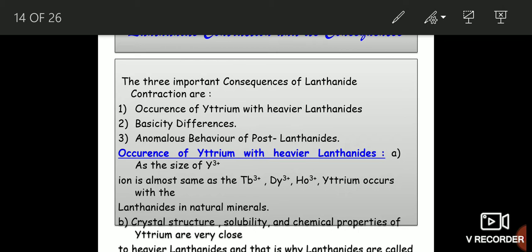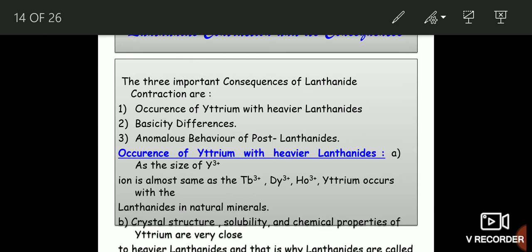It is not clearly seen in the slide. If you want, you can note it. Okay, so this is the first consequence because of the lanthanide contraction, that is, the occurrence of yttrium with heavier lanthanides. Why is it occurring with heavier lanthanides? Because of its size. Due to lanthanide contraction, there is no proper decrease in the size of the lanthanides.